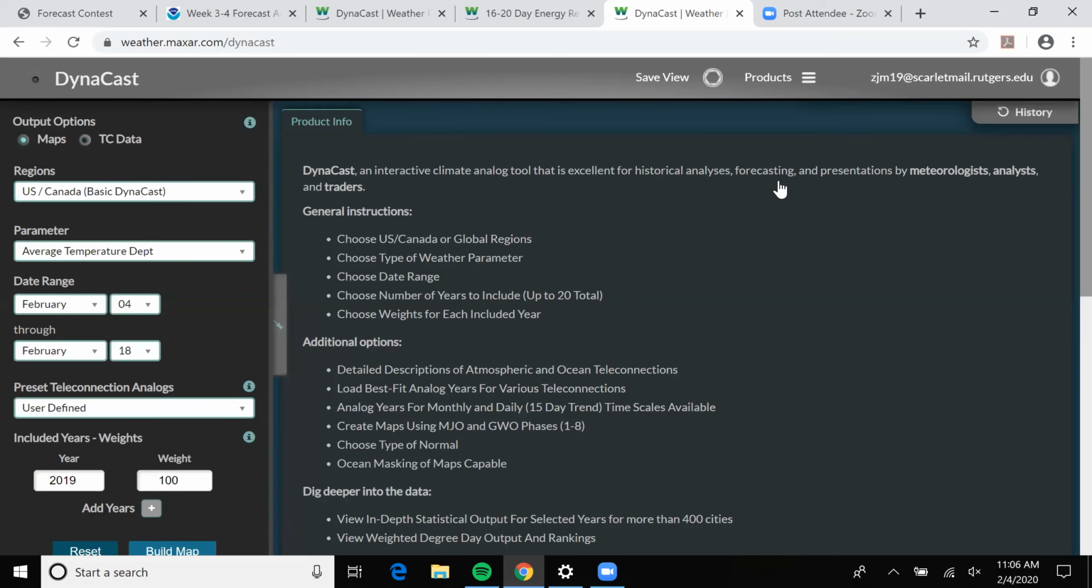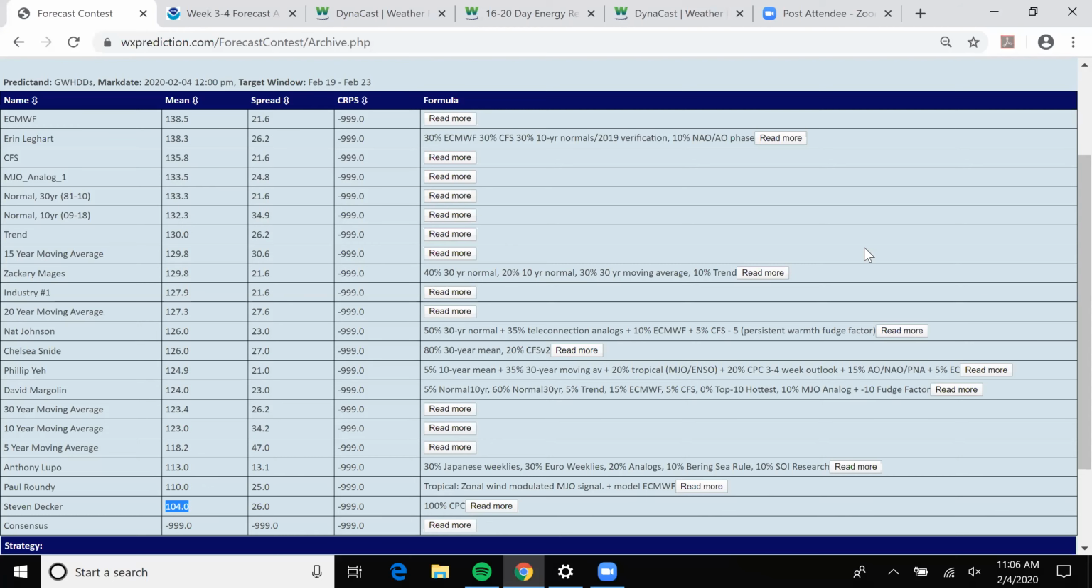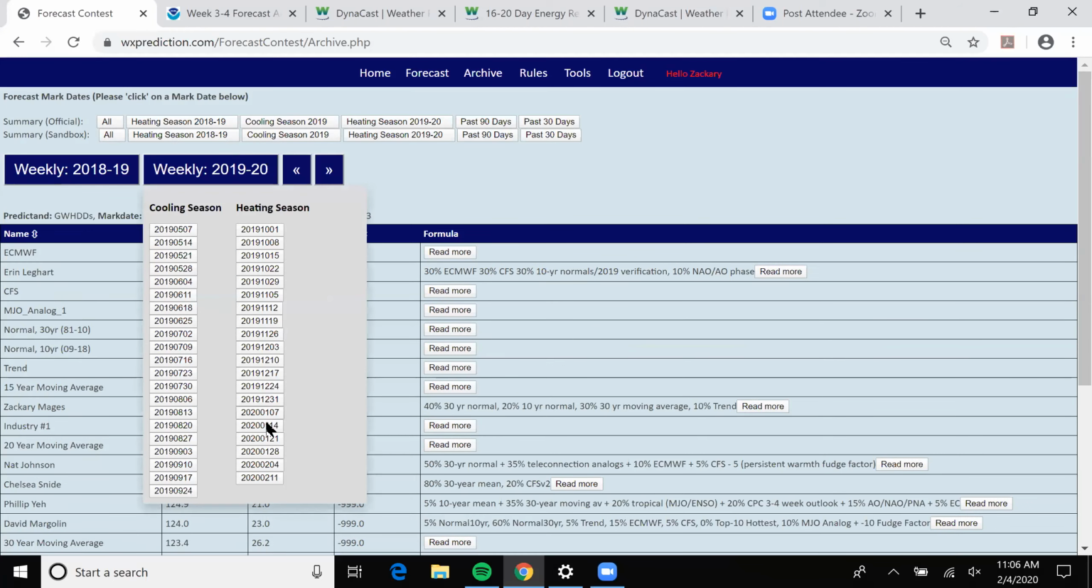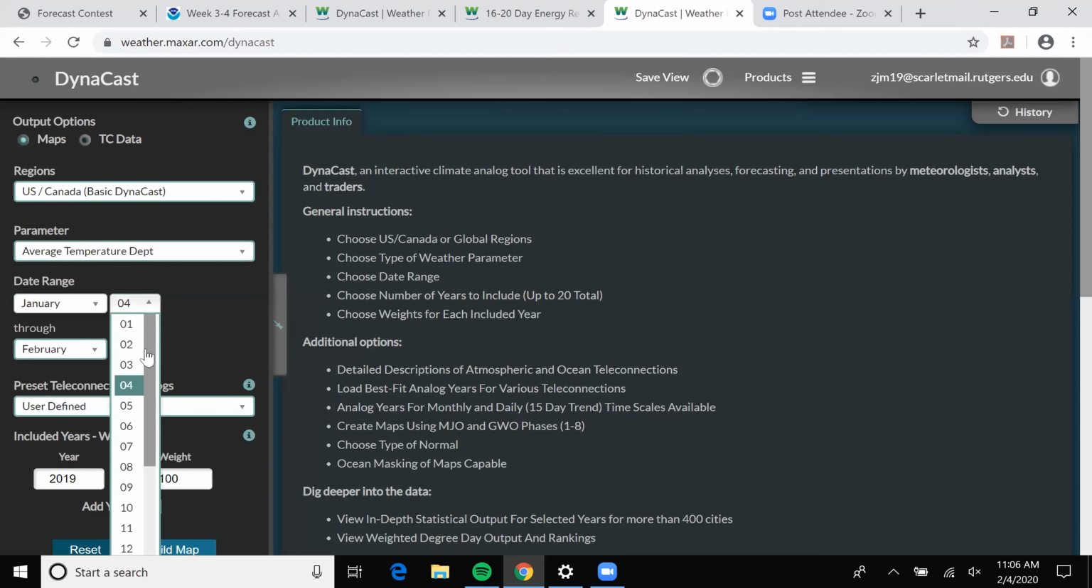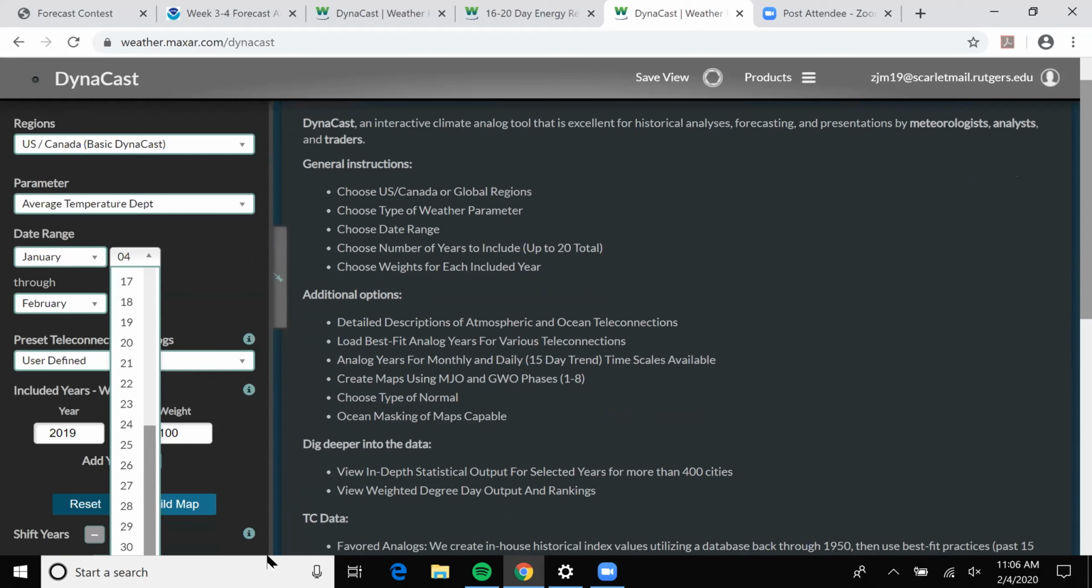Basically, this tool is pretty cool in that you can pick any block of time. For instance, in our forecast contest, we do periods of 5 days, so when we're looking at this website, we're picking those 5-day periods. But let's say, for example, we go back to the forecast contest page. The most recent verification was for January 29th to February 2nd. So we can come in here and adjust our date range. We have our average temperature departures as our parameter.